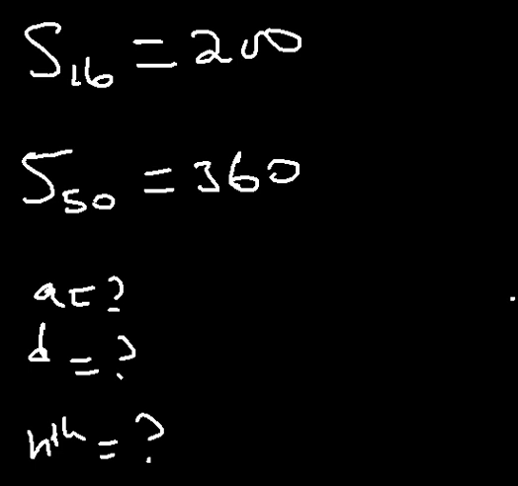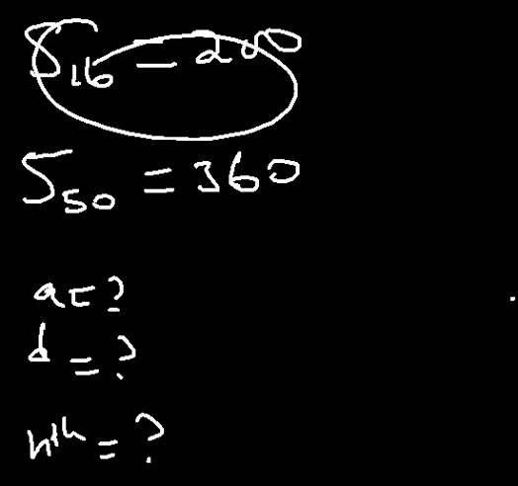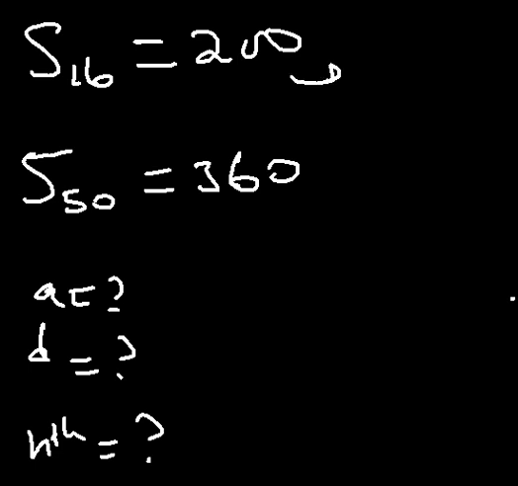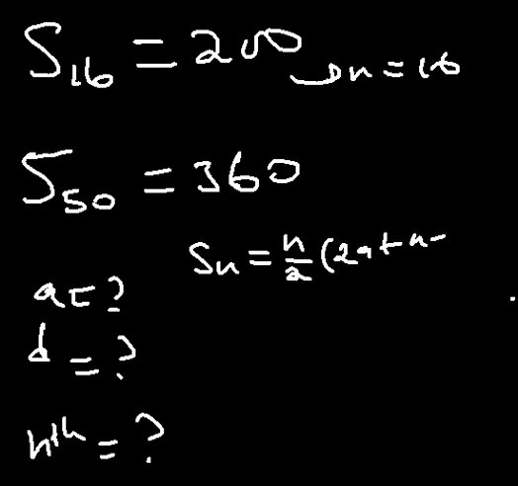So now, what is the information corresponding to the sum of 16 terms? It means the number of terms is equal to 16. So now, the formula you have to use is that the sum of n terms is equal to n over 2 times 2a plus n minus 1 times the common difference.